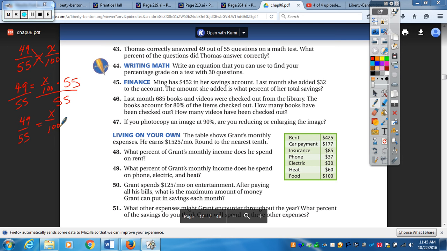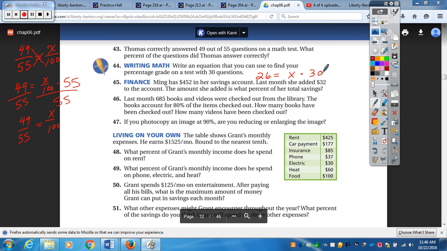So yeah, 44. Write an equation that you can use to find your percent grade on a test with 30 questions. Okay. Again, if I give that formula to you, it's the number correct is equal to the percent times 30. So if you got, let's say, 80% correct, you would put, let's say you got 26 correct. 26 would equal the percentage.